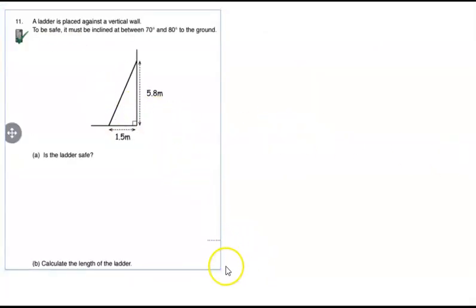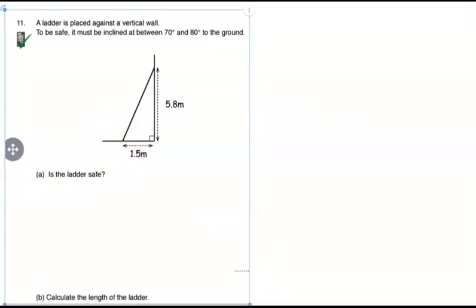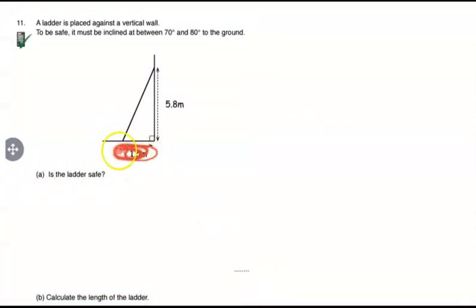For example, there is a ladder placed against the wall, 1.5 meters. The height is 5.8 meters. So you need to find out the length of the ladder. First it's asking you to find out if it must be inclined at an angle between 70 and 80. So you need to find this angle. If the angle is not between 70 and 80, it means it's not safe. If you think that way, it is actually a triangle.